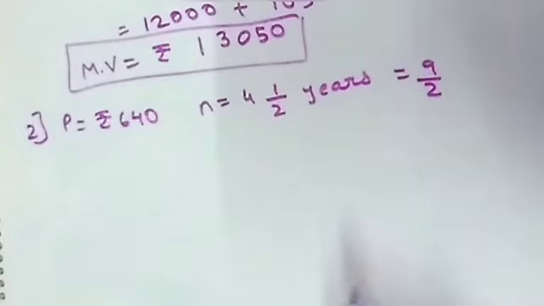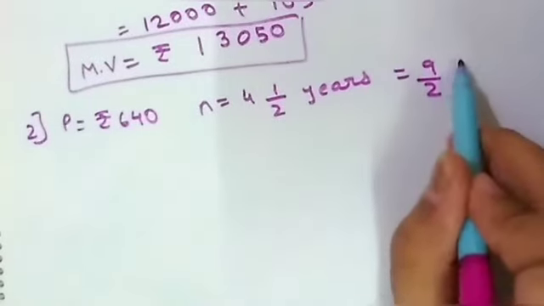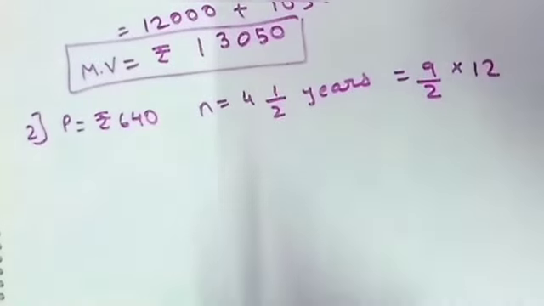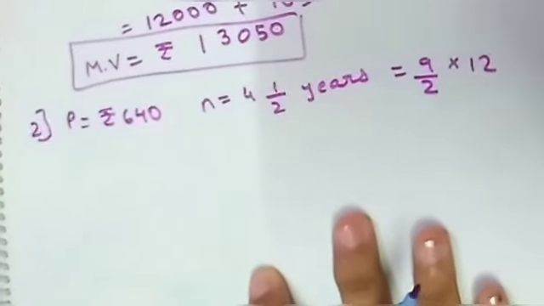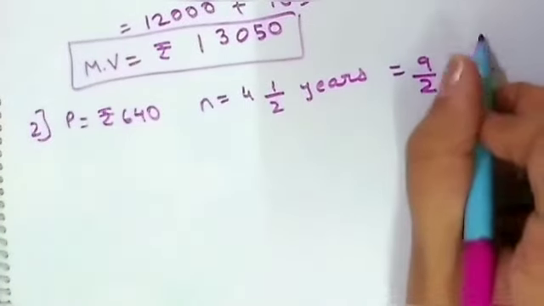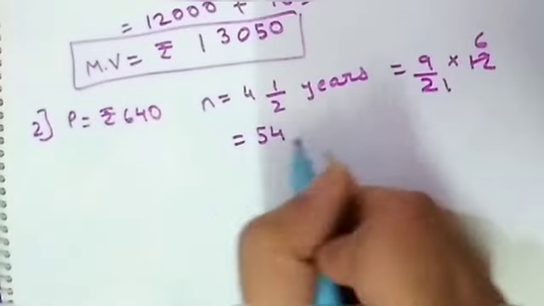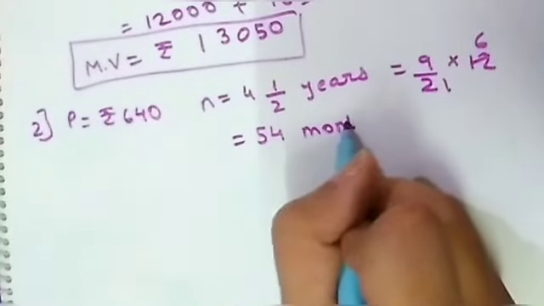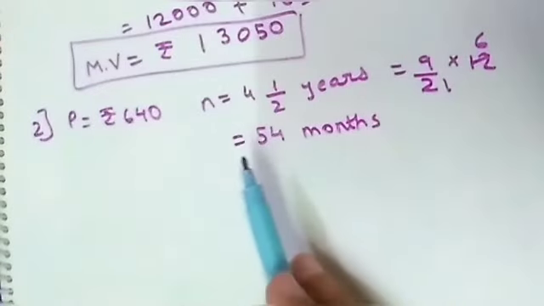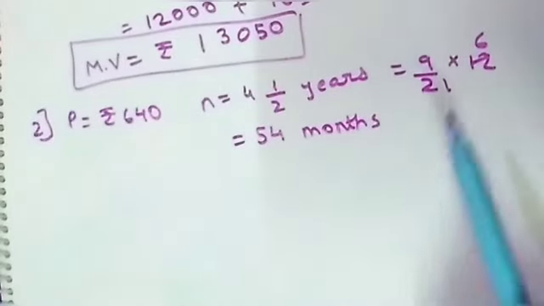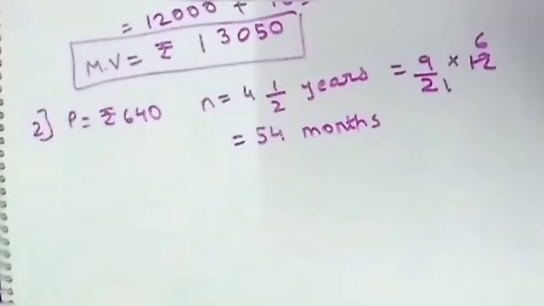Now remember this, for converting into months we have to multiply it with 12. So 9 upon 2 into 12. So 2 ones are 2 and 6 twos are 12. So 9 into 6 is what? 54 months. So always remember that if it is given in mixed fraction, convert it into a fraction and then multiply it by 12, because 1 year is equal to 12 months. Now we got P, we got N.